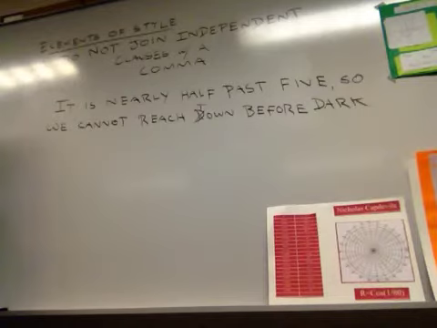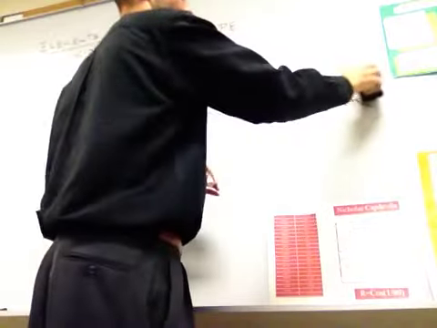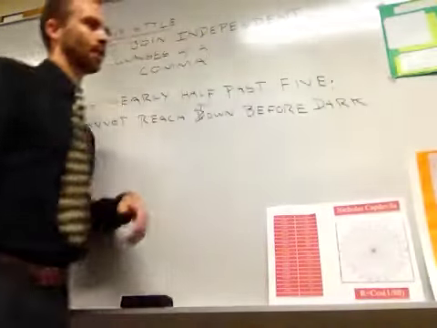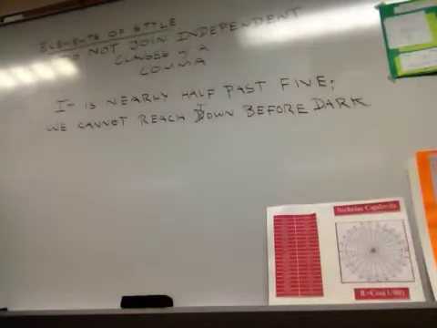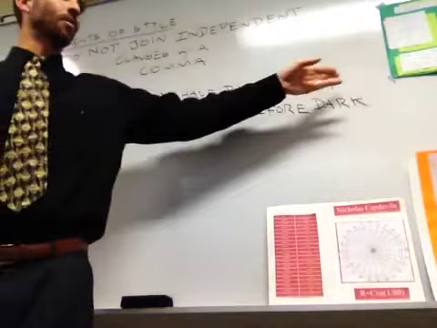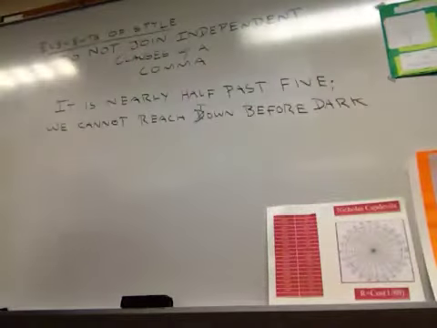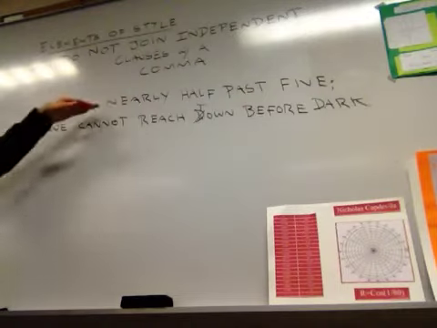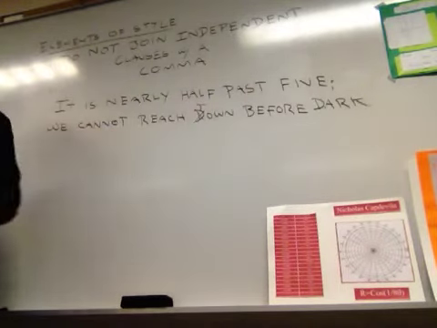Now the third option is the best option in this specific situation, and that is the use of an often ignored punctuation mark, but very useful if you know how to use it correctly, the semicolon. The semicolon here says what I was saying with the comma and a conjunction, but in less time, with fewer words or letters. It's more forcible, more concise, to the point. It is nearly 5:30; we cannot reach town before dark.